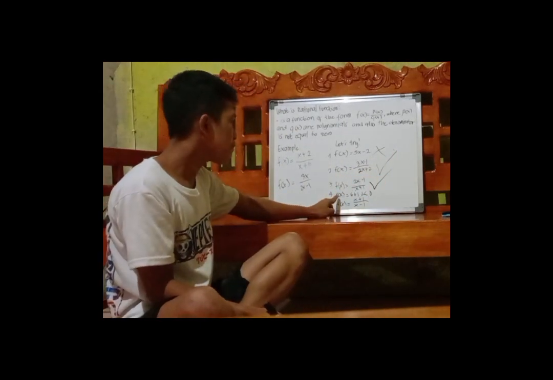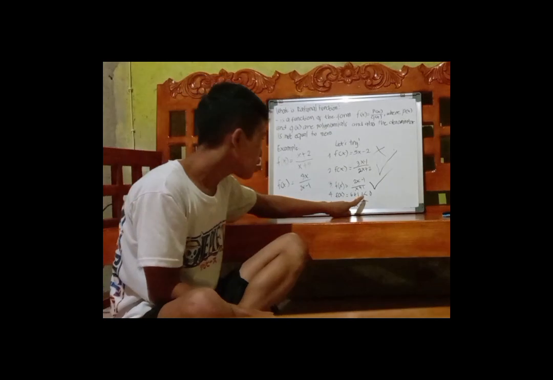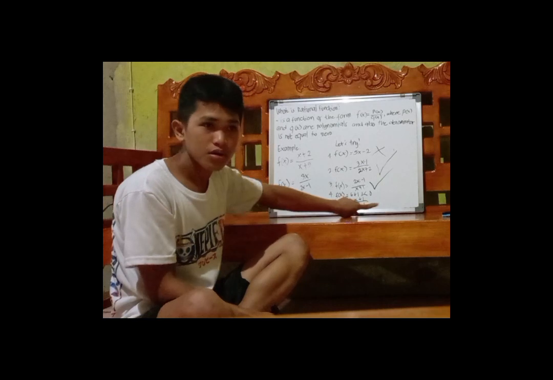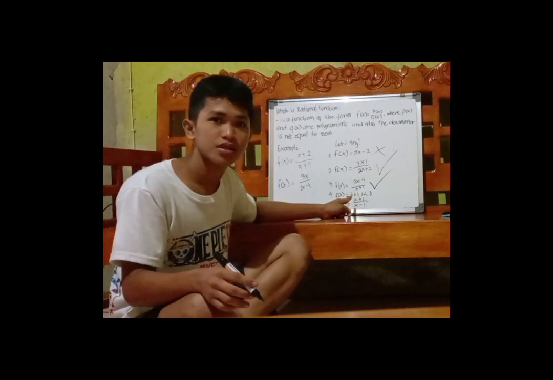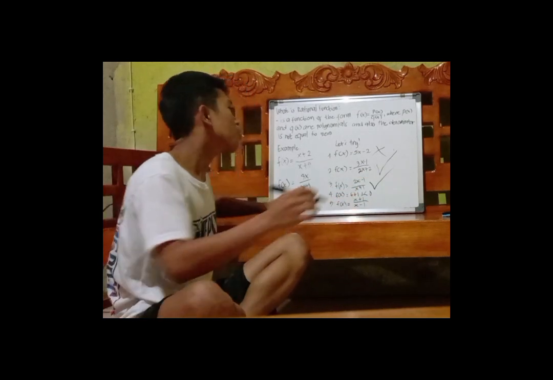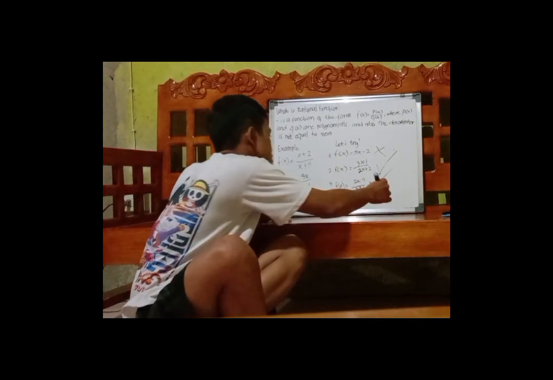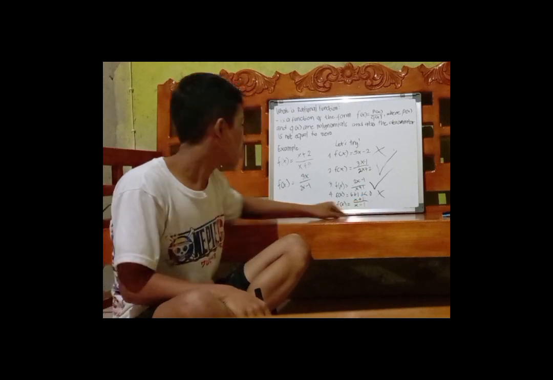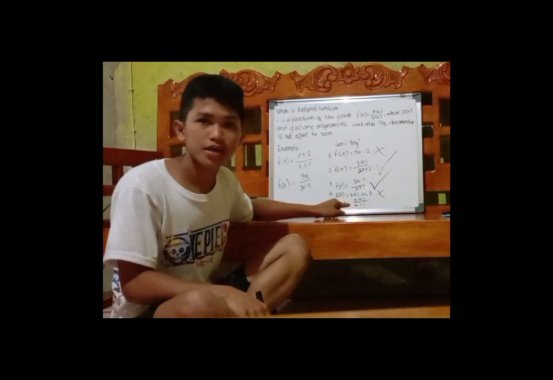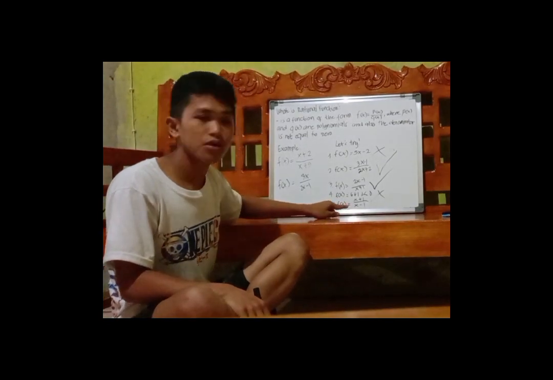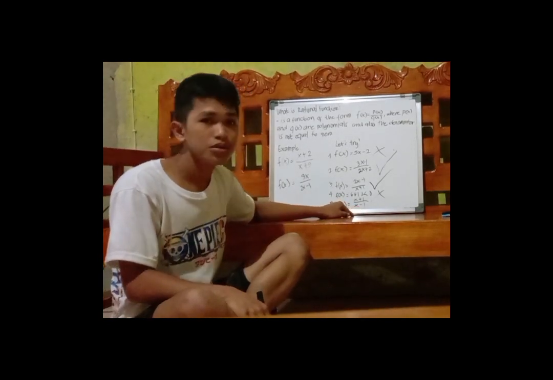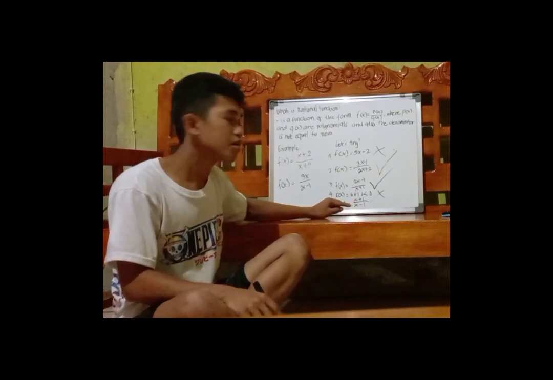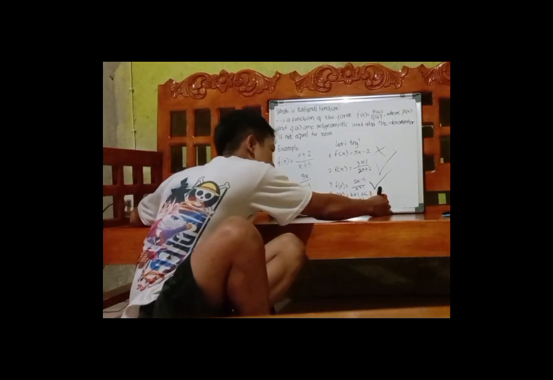And number 4: f of x is equal to 6 plus 1 greater than 0. Do you think this is a rational function? No, because this is not a polynomial. And number 5: f of x is equal to x plus 1 and also x minus 1. Do you think this is a rational function? And now, this is a rational function.